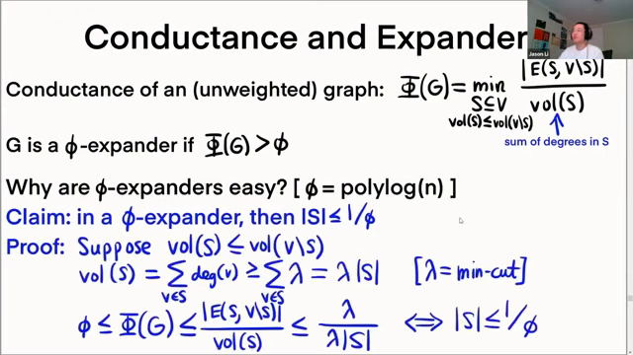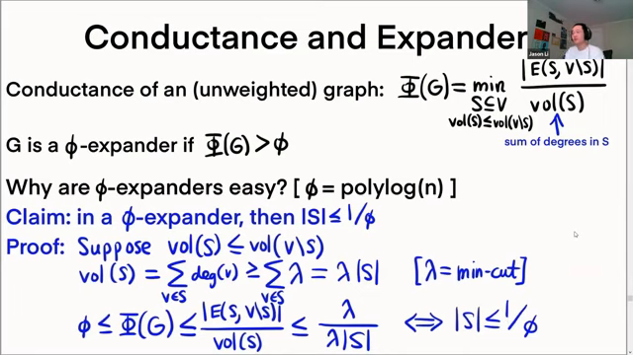The proof is essentially going to use this conductance property. Let S be the min cut, and suppose without loss of generality that the volume of S is smaller than its complement. Then the volume of S is the sum of degrees. Every degree is at least lambda, where lambda is the min cut, because every degree is a valid cut in the graph. So that's at least lambda times the size of S. Now the conductance, phi, is at most, by this definition, the number of edges of the cut over the volume. Since S is a min cut, the number of edges is equal to lambda, and the volume is at least lambda times the size of S. This translates to S being at most 1 over phi.